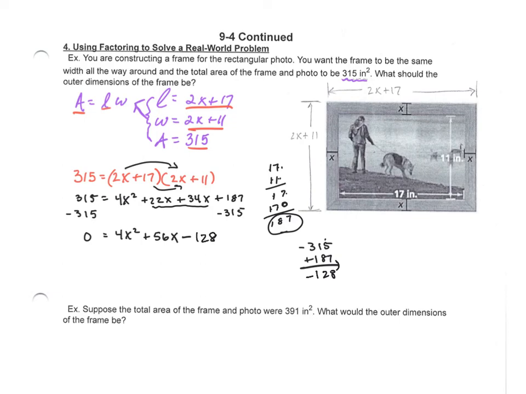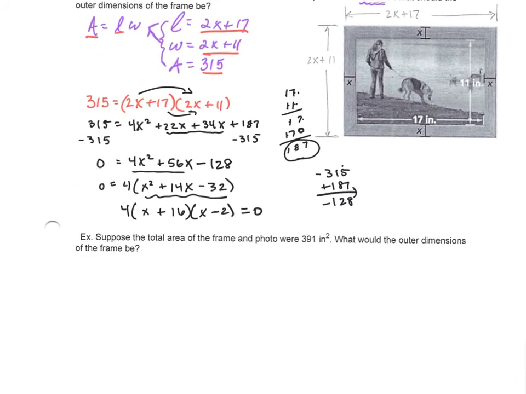Now I can go ahead and factor this. I'm going to go ahead and remove the greatest common factor first, which is 4. That leaves behind x squared plus 14x minus 32. And that's going to make it much easier for me to factor this. So that is going to be x plus 16, x minus 2, and that's going to equal 0.